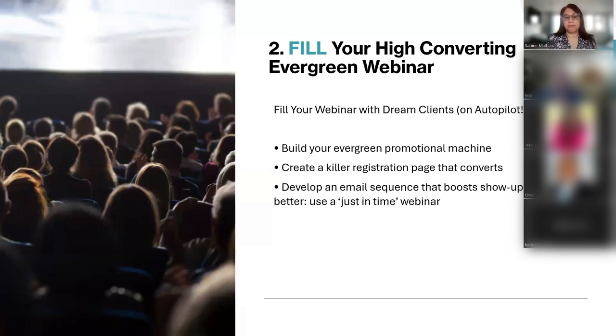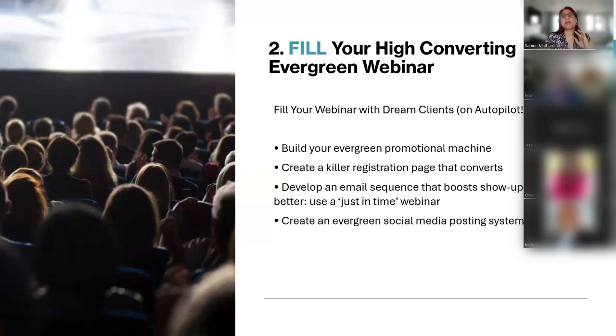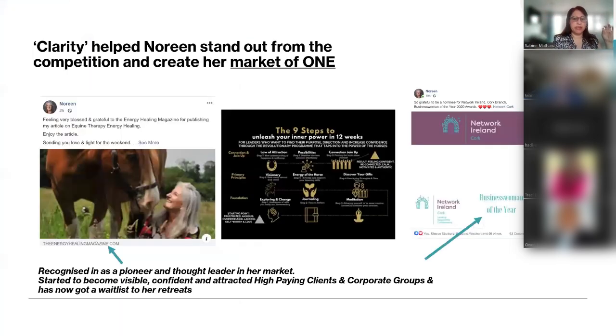So, what was next? Yeah, create an evergreen social media posting system. How many times do we reinvent the wheel over and over again? What we need to do is look at our program. Remember I was showing you Noreen? Let me just flick back, in the center here, she has a roadmap: 9 steps to unleash your inner power in 12 weeks.